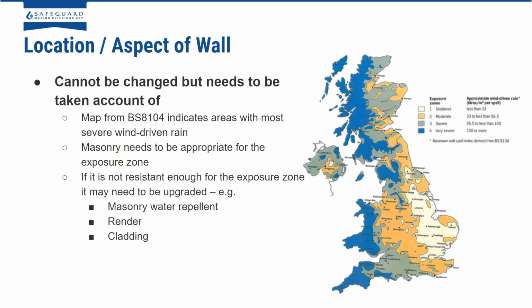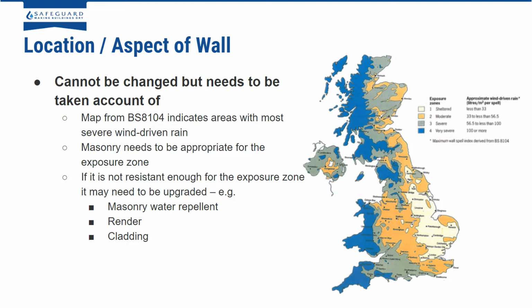One of the other exacerbators of rain penetration is where in the country you are. This little map here is quite a common one. Hopefully you might have seen it before, but this shows the areas of exposure within the UK. Essentially, the more exposed you are, the more wind-driven rain you might have. The idea is that in areas of high exposure, the masonry should have better protection to accommodate that. If it's not resistant enough for the exposure zone, it may need to be upgraded, using things such as water repellent cream, rendering, and cladding.